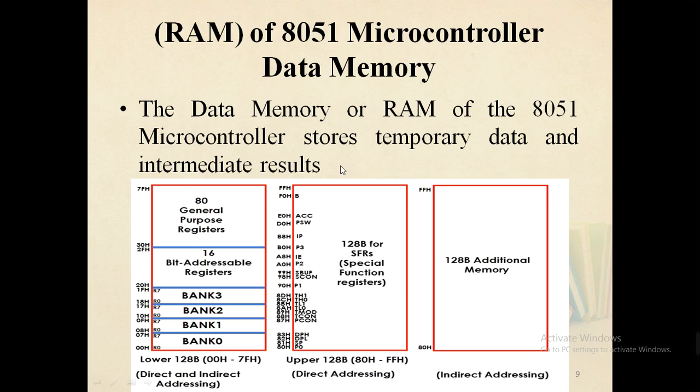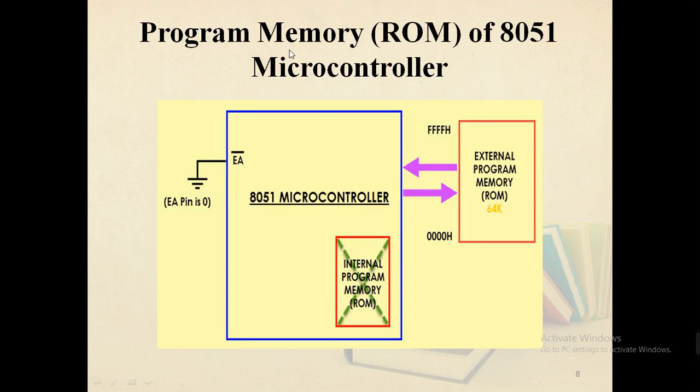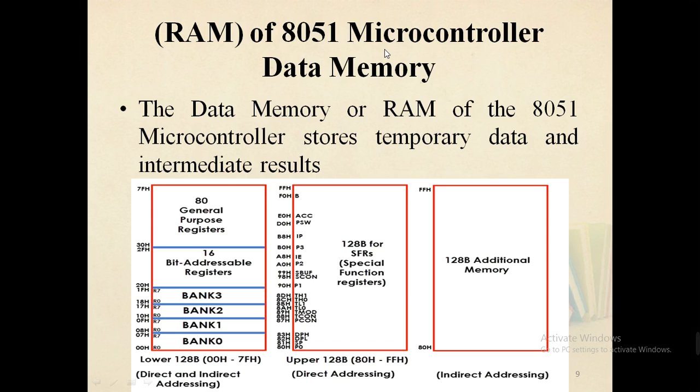Okay, up to now we have seen the program memory, that means ROM, and coming to the RAM, data memory. The data memory, or RAM, of the 8051 microcontroller stores temporary data and intermediate results that are generated and used during the normal operation of the microcontroller.